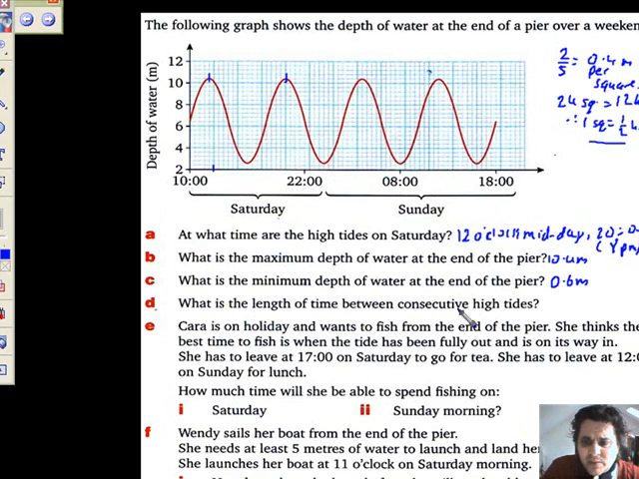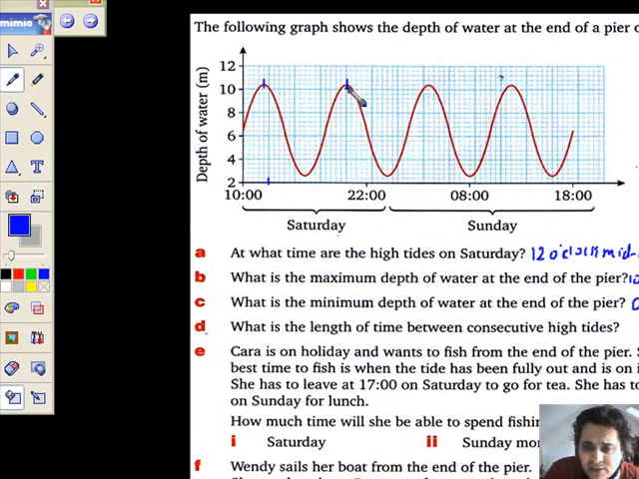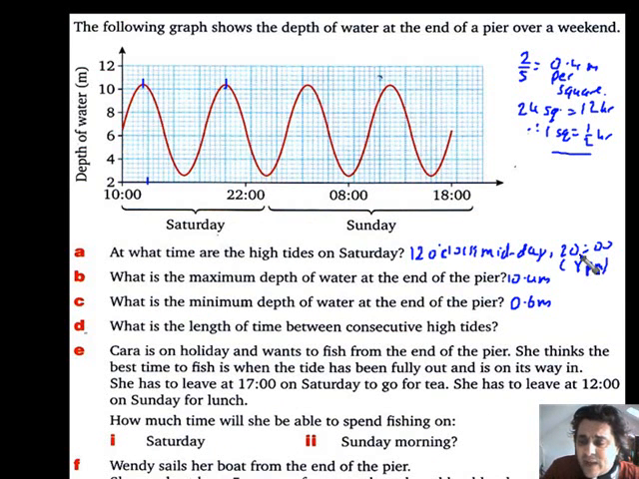What is the length of time between the consecutive high tides? So between that time and that time, so these are 2 high tides I've chosen. So from 12 o'clock midday to 8 in the evening, we've got essentially 8 hours, haven't we? Now this is very difficult.